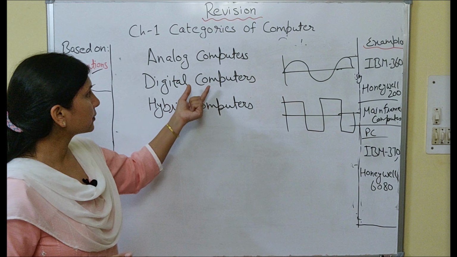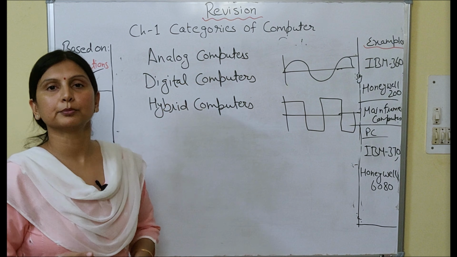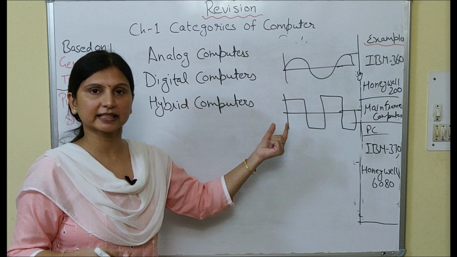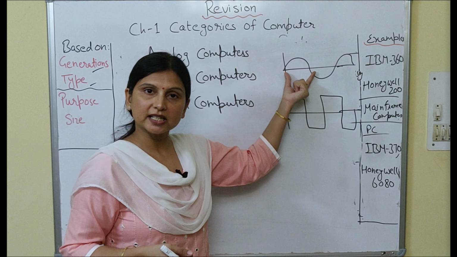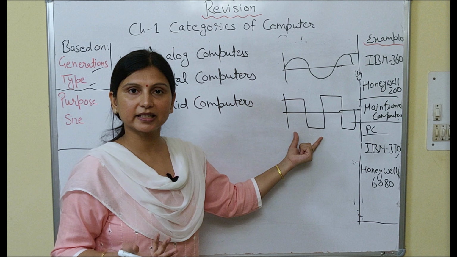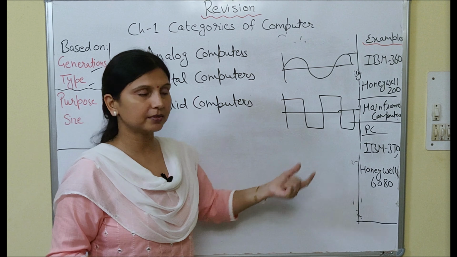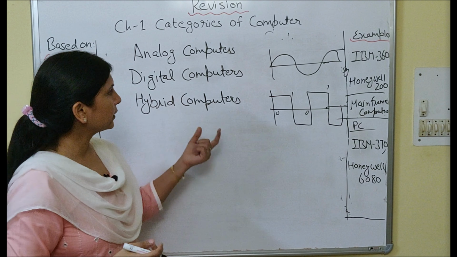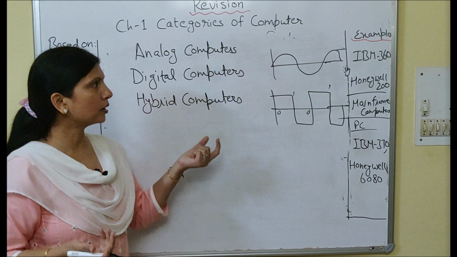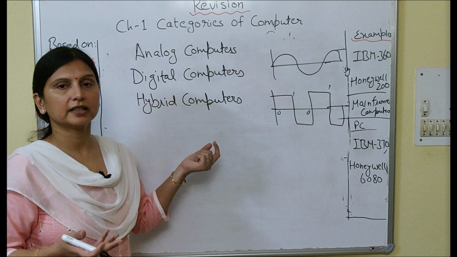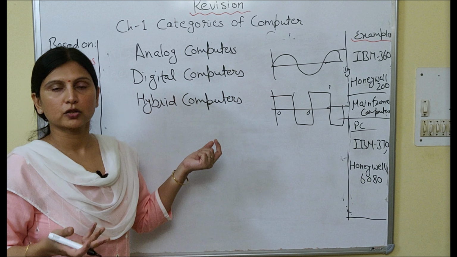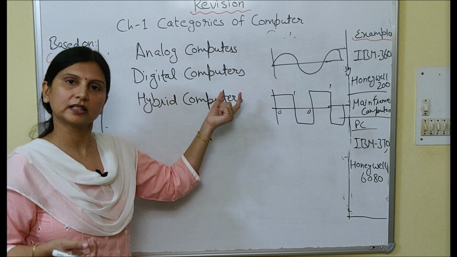Now come to digital computers. Digital computers process digital data. And what is digital data? It is discrete in nature. This is continuous in nature and this is discrete in nature. Discrete means 0 or 1. It is not continuous. It is either 0 or 1. As we know, our laptops and computers all work on digital data. You might have seen calculators or digital watches. These are a few examples of digital computers.